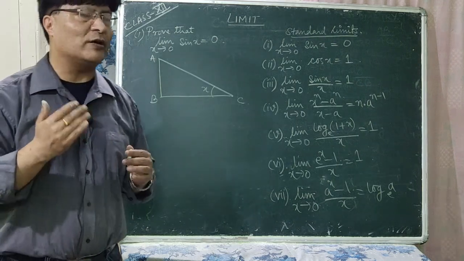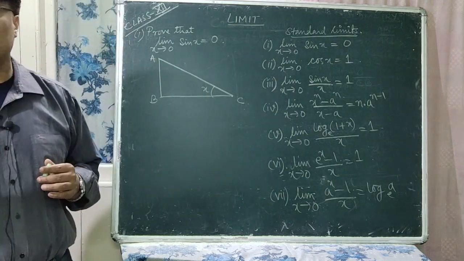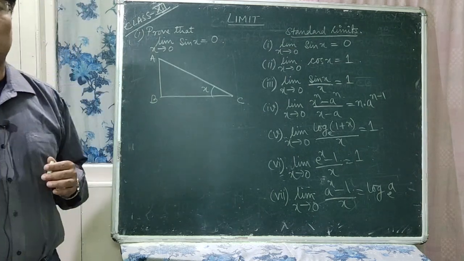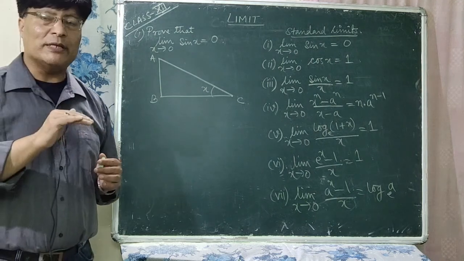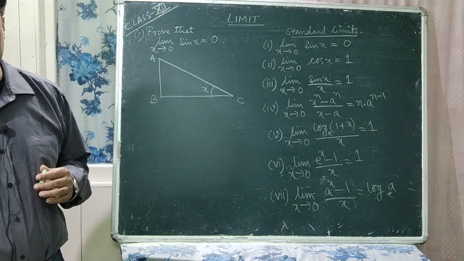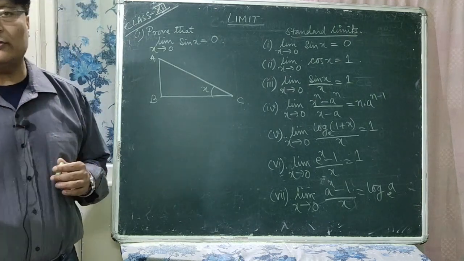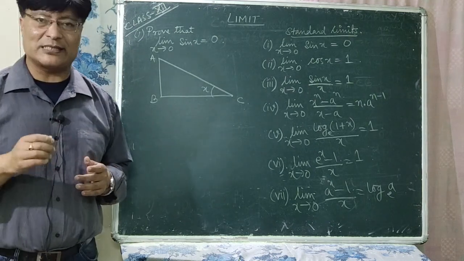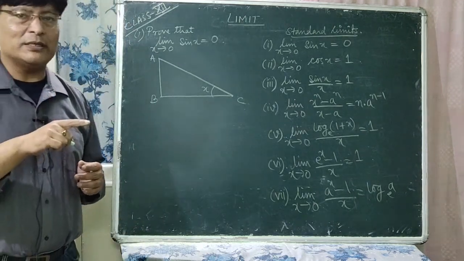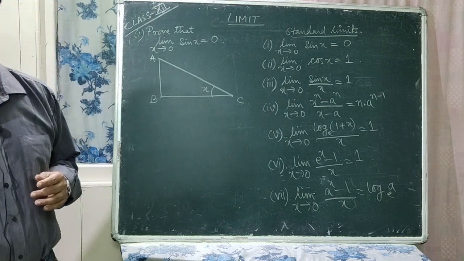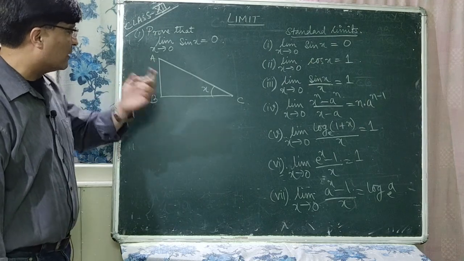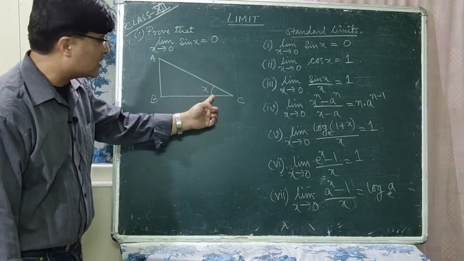What do you mean by circular measure, or in terms of radian, that is pi radian is equal to 180 degree. And in terms of sexagesimal system, what do we write? 1 degree is equal to 60 minutes. 1 minute is equal to 60 seconds. Is that clear? So now let us consider this right angle triangle ABC, and this angle X is considered.